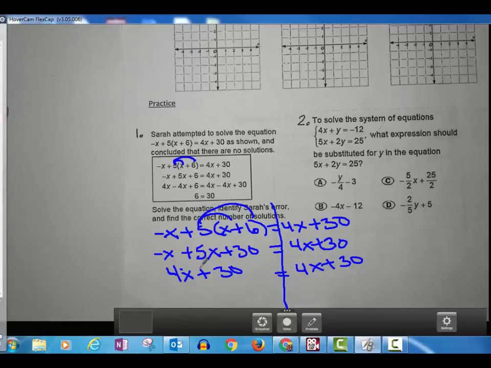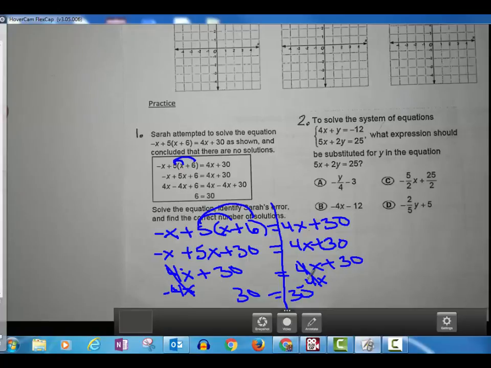So now, if we follow the rules that we gave in class, go ahead and get your variables to one side. And the answer is definitely just going to be right there in front of us. So I'm going to go ahead and subtract 4x from both sides. And when I do that, it's going to zero those out. And that leaves me 30 equals 30.